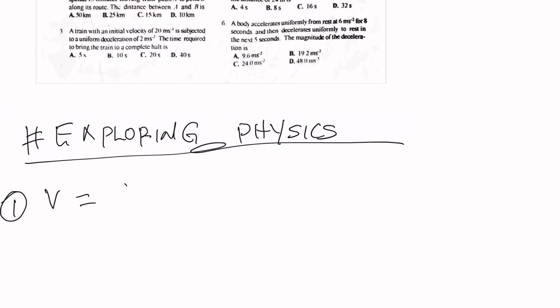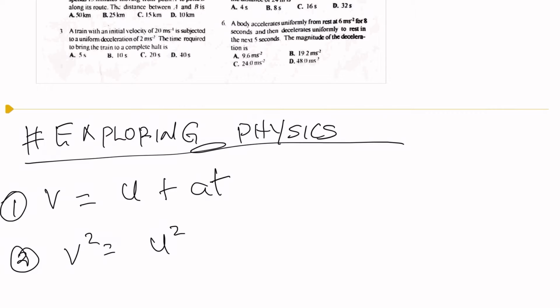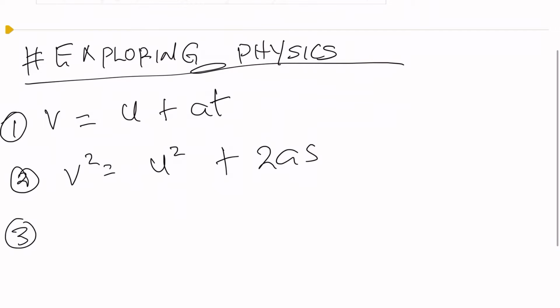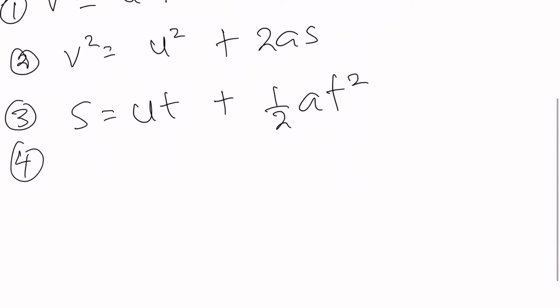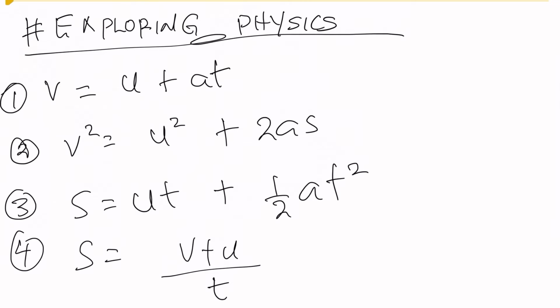So we have 1, v equals u plus at. Then we have 2, v squared equals u squared plus 2as. Then we have 3, s equals ut plus half at squared. Then we have 4, s equals (v plus u) over 2 times t. Now I'm going to try and explain all these parameters: the v, the u, the a, the t, the s.